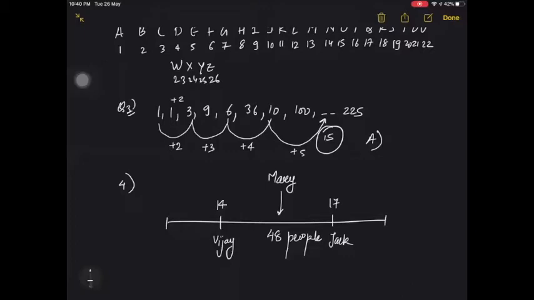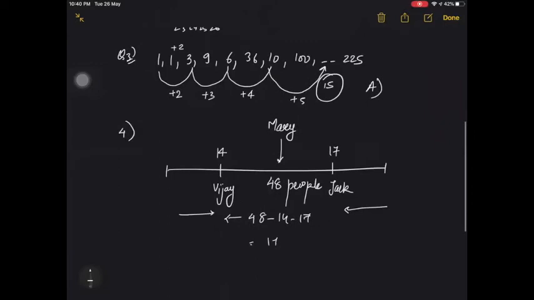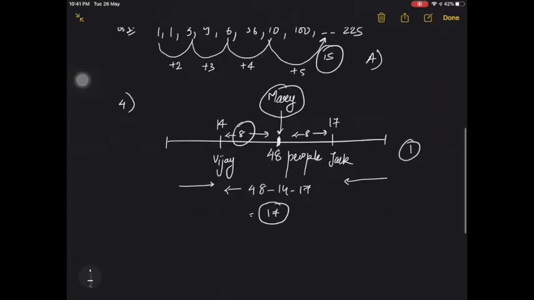Now you can observe 14 are before Vijay, 17 are after Jack. So in between there will be a total of 48 minus 14 minus 17, so in all there will be 17 people in between. If Mary is lying exactly between, there are 8 on each side, and this will be the position of Mary. The question asks the number of persons between Vijay and Mary. So Vijay and Mary will have 8 persons in between them. So the first option is the correct answer.